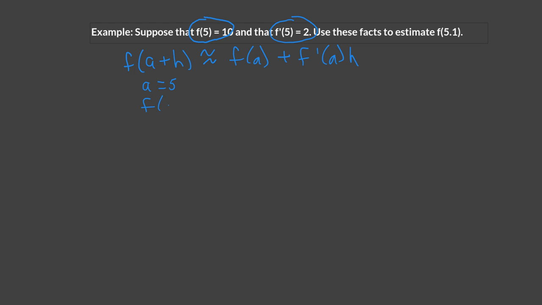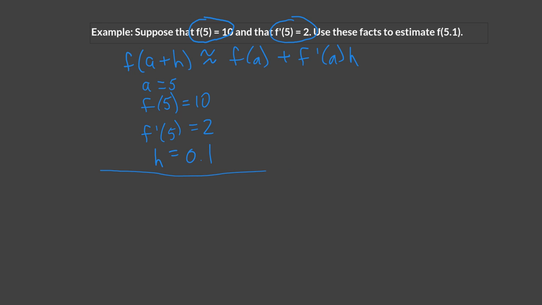And we're told that f of a, or rather let's write it as f of 5, which is the number that we care about. So f of 5 is equal to 10. f prime of 5 is equal to 2. Now, that's almost everything we'll be plugging in except for h. So h is how much a changes by. We're going from 5 to 5.1, so h is equal to 0.1.